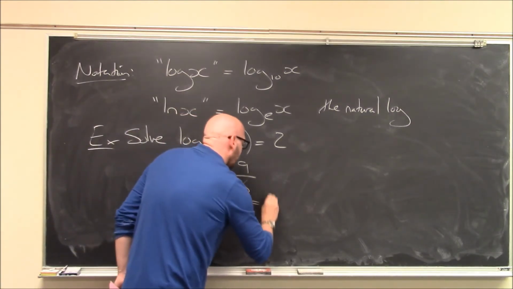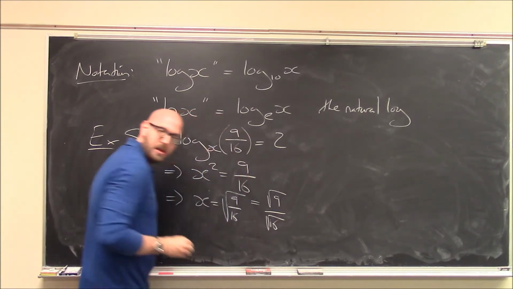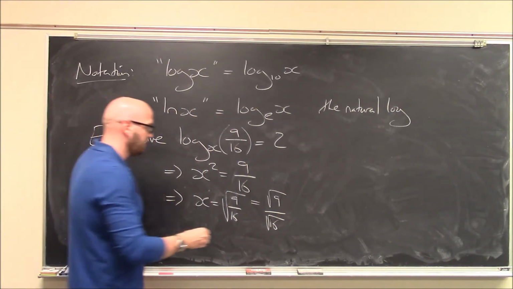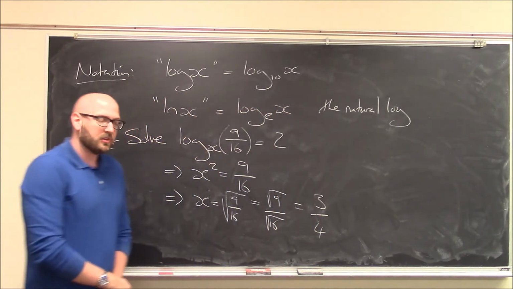What can I do with that? I can square root 9 on top and square root 16 down below separately. And this is nice because they're both perfect squares. So that is 3/4.